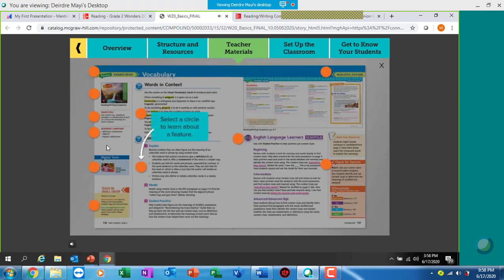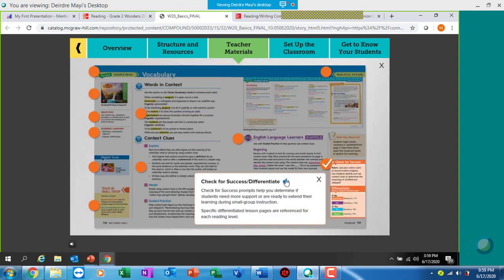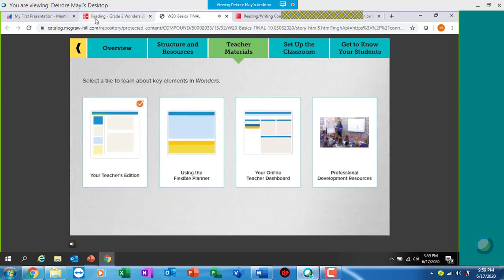Select each circle to learn about the features in your Teacher's Edition lesson. So if I want to know more about the Teacher's Edition, I pull this up and I click on the circles and it will tell me more about each feature. I click here. Check for success prompts help you determine if students need more support or are ready to extend their learning during small group instruction. Specific differentiation. Okay, so you get the idea.